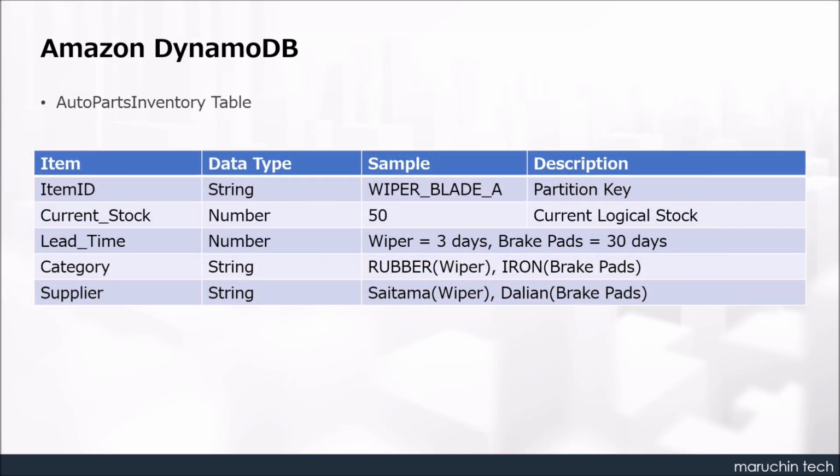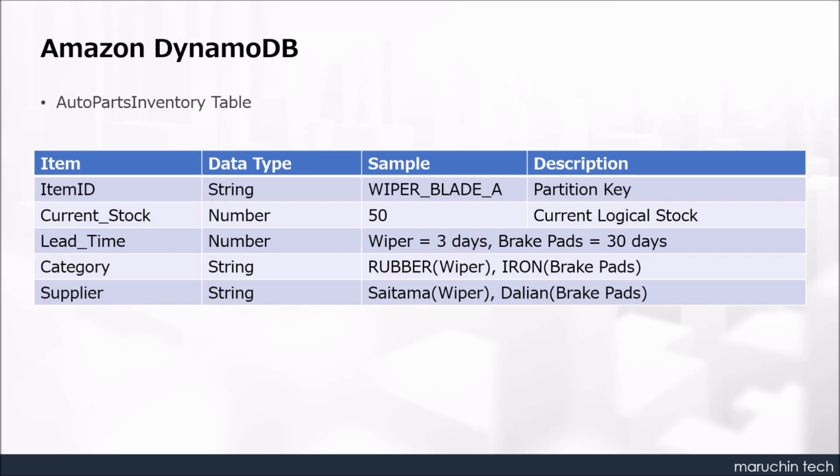Here is the schema for the AutoParts inventory table we will create. We will set the item ID as the partition key, a unique string. Other fields are defined as attributes. Inventory counts and lead times are defined as numbers.